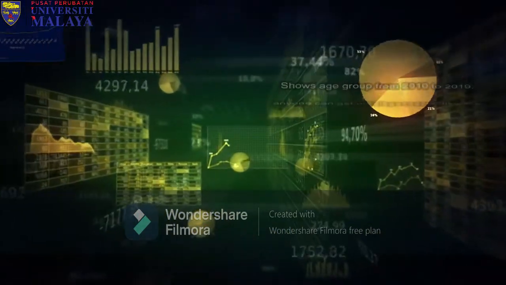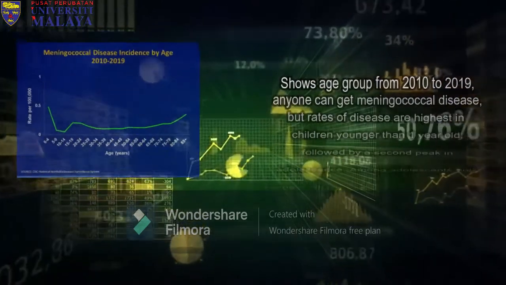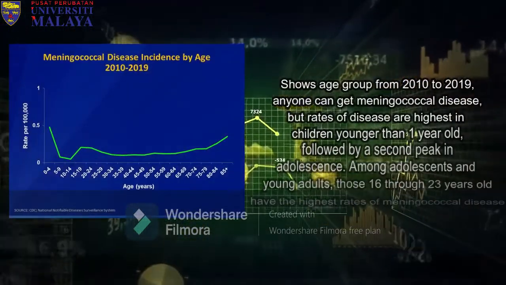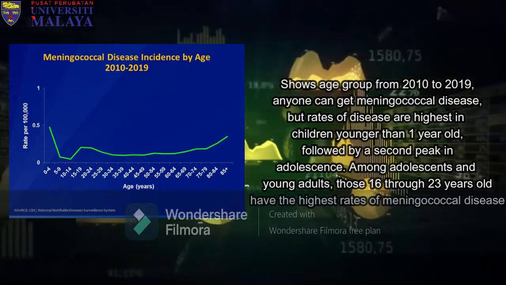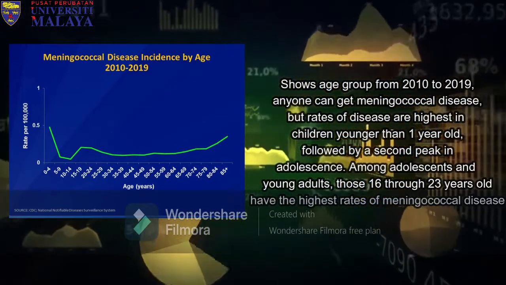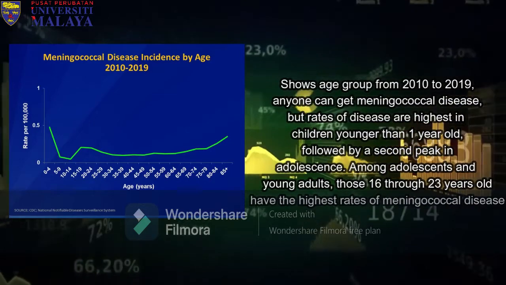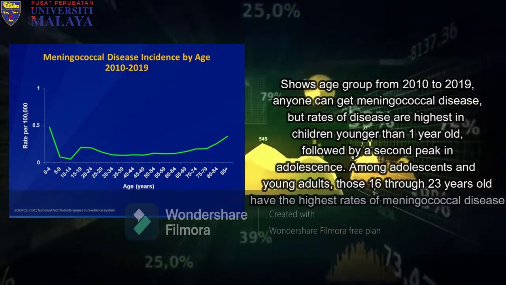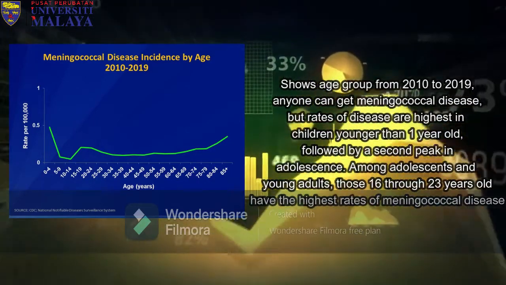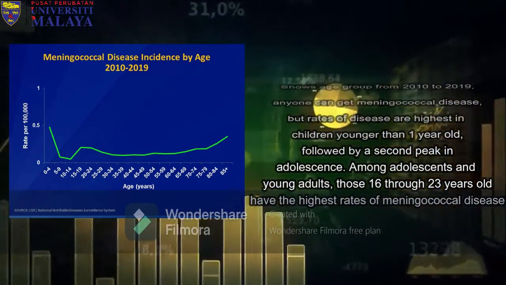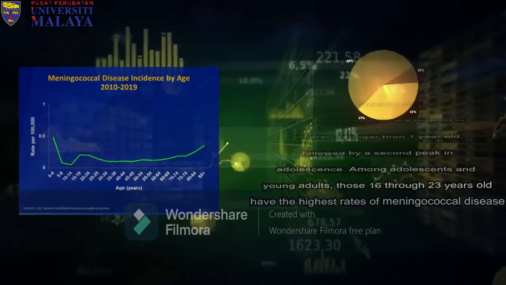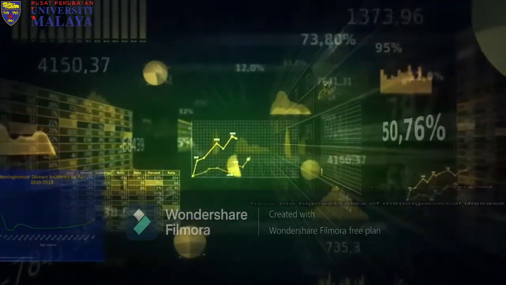According to the second figure, which shows age groups from 2010 to 2019, anyone can get meningococcal disease, but rates of disease are highest in children younger than 1 year old, followed by a second peak in adolescents. Among adolescents and young adults, those 16 through 23 years old have the highest rates of meningococcal disease.